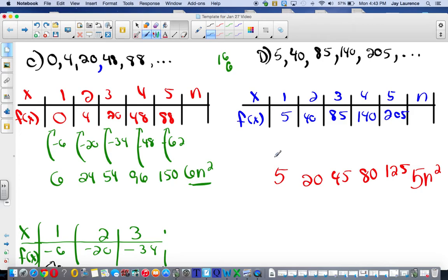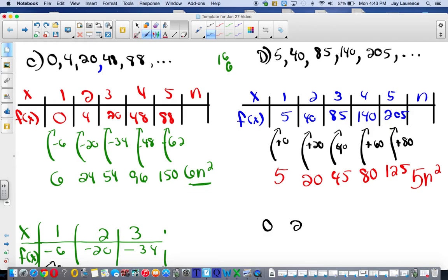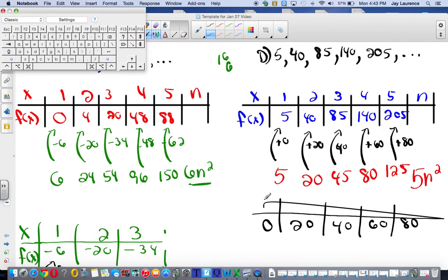All right, so that's plus 0. That's plus 20. That's plus 40. That's plus 60. That's plus 80. Huh. All right, so let's make another table. 0, 20, 40, 60, 80. Guess it's okay, it just was really surprising me. All right, and then 1. What just happened?